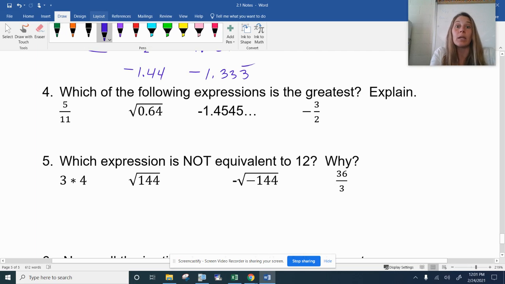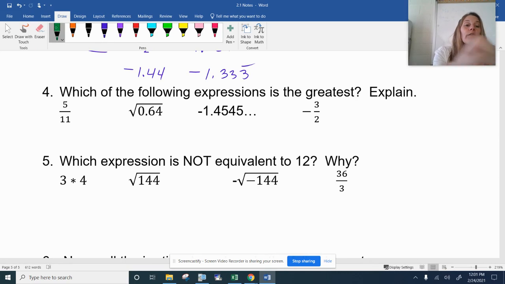Okay, number 4, which of the following expressions is the greatest? So if we were to put them on the number line, which one would be the farthest to the right? Okay, so first of all, I know it's not going to be a negative number because those are going to be on the left side of the 0. So I just need to look at these two.